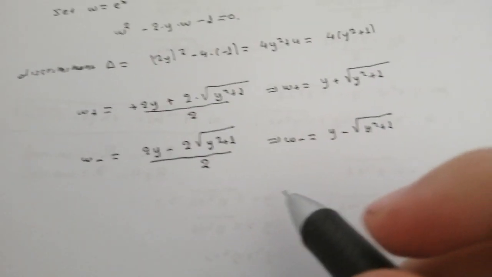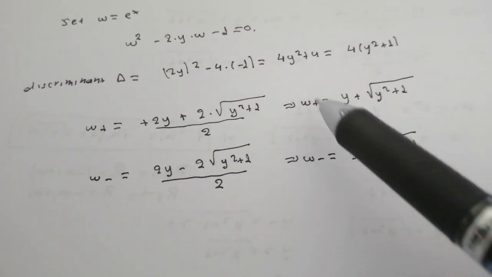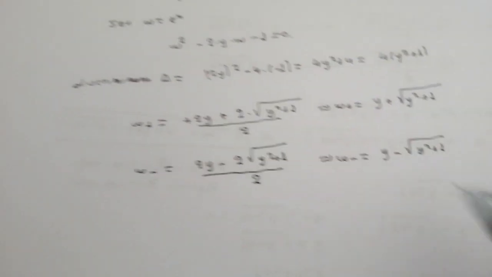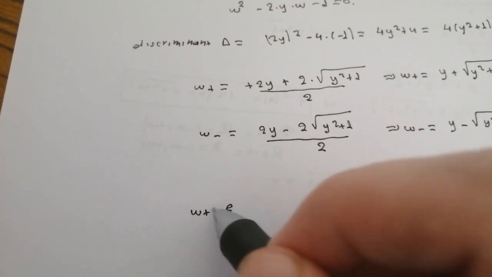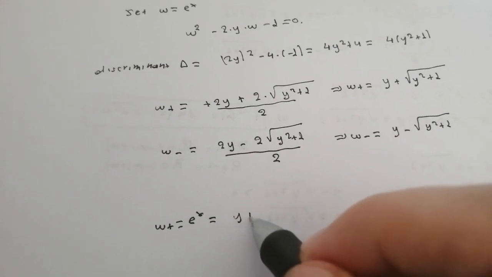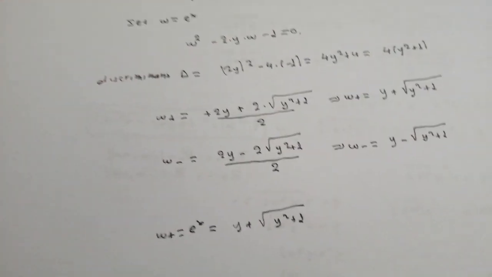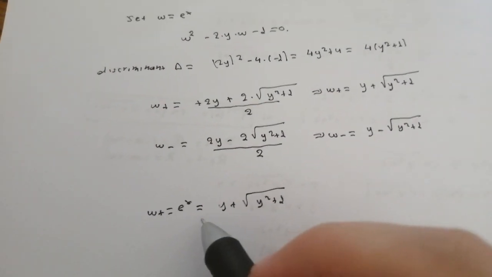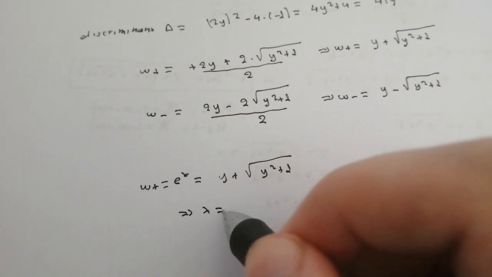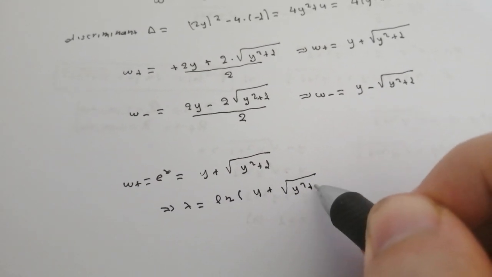Now in order to find the inverse function, we have to pay attention that omega is e to the power of x, and from these two we have to neglect one of the relations. So let's see the first one. We get back to the original exponential. e to the x is y plus square root y squared plus 1. So e to the x is a strictly positive function, so this should be strictly positive. So we take the natural logarithm of y plus square root y squared plus 1.